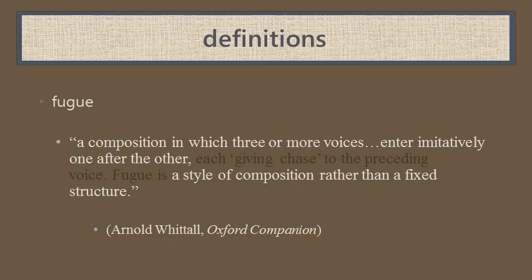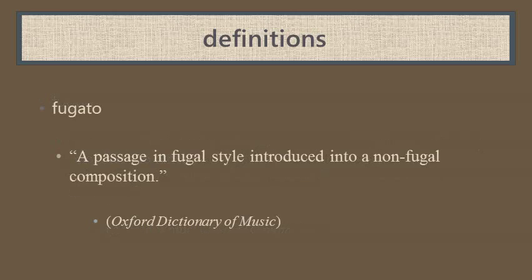And we see this not only in pure fugues, like the Bach piece we just looked at, but also within larger works as well. When a fugal procedure is inserted into a larger composition, we often refer to this moment, this fugal procedure, as a fugato. We often call it, this is the Oxford Dictionary of Music, a passage in fugal style introduced into a non-fugal composition. So again, we have dense imitative counterpoint, but here it's within the context of a larger piece.